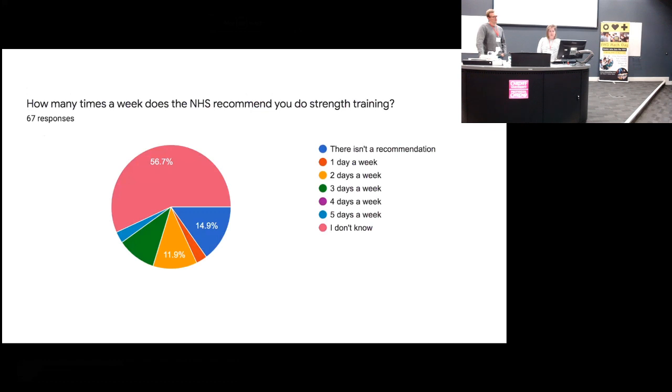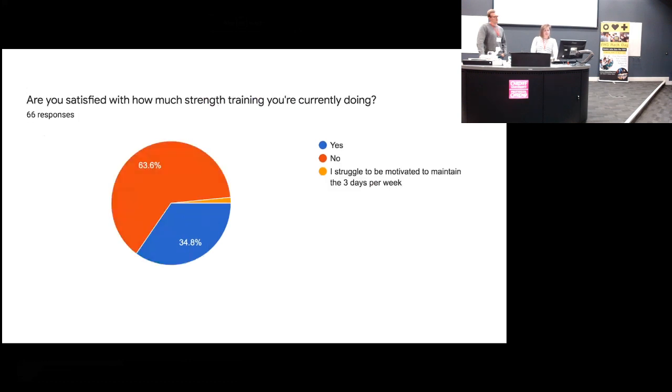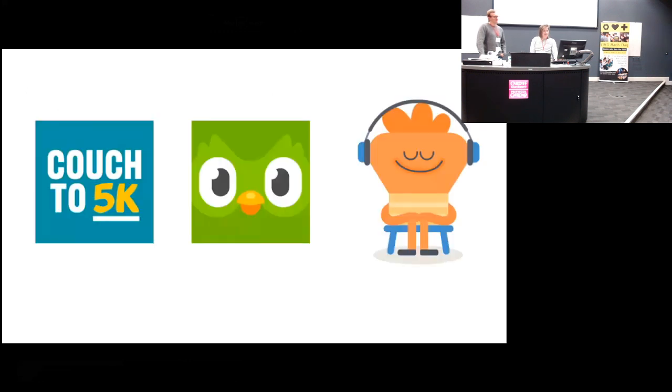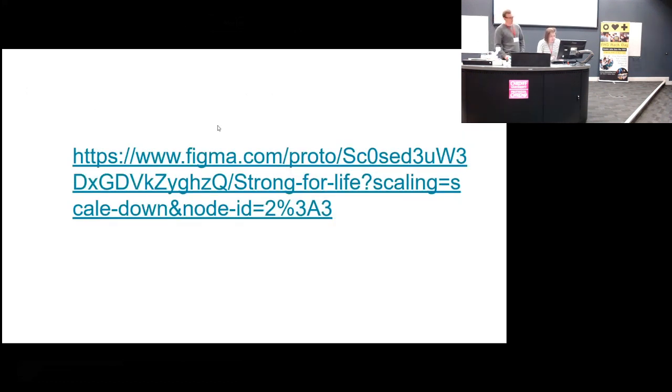I think over half of people didn't know, and only 12% of people did know that it was twice a week. Two-thirds of people aren't satisfied with how much strength exercise they're getting, and the barriers for why people don't think they're getting that exercise are time, motivation, and not knowing what to do, mostly. So this supported our hypothesis that this is a problem that we should be solving. So we want to build on the success of things like Couch to 5K, Duolingo, and Headspace, and make a really easy to use app which combats some of these barriers, which Alistair is going to demo.